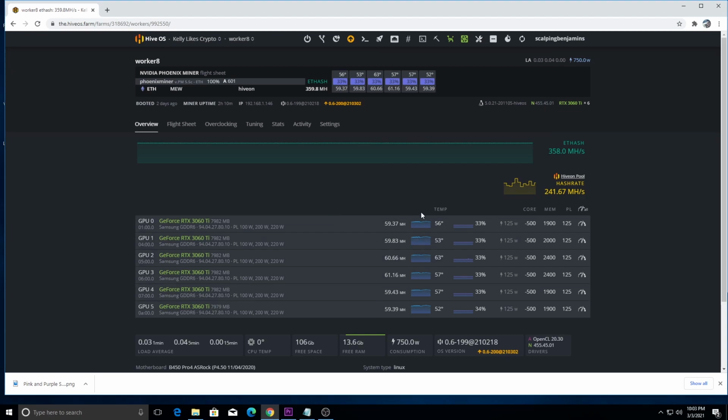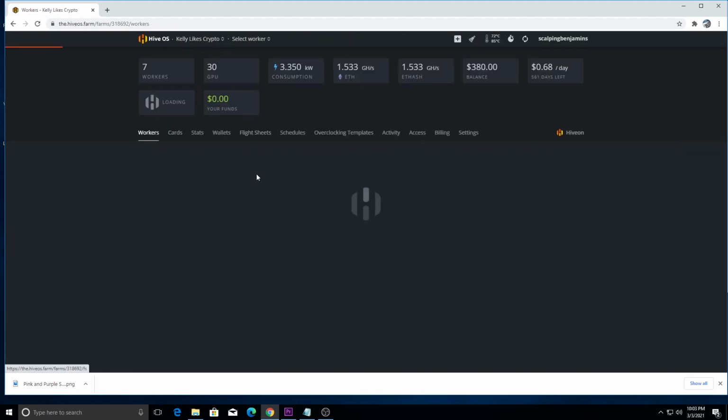That's it for now. The drivers I'm using are not quite the latest, but pretty new, 455.01. I think 461 is out, maybe even another one, but whatever, it's working. These are all running PhoenixMiner right now. They're all mining on the Hive OS pool. So that's all I have for you.